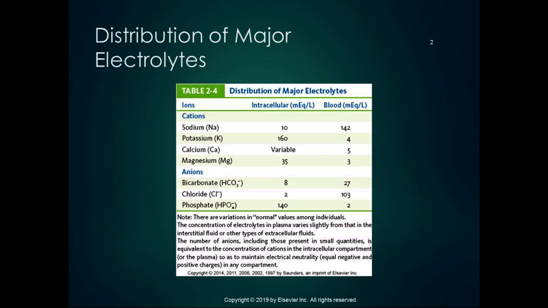So this is the little chart with the distribution of major electrolytes in the body between the intracellular fluid, the ICF, and the blood. You can see there's a lot of sodium in blood, there's a lot of chloride in blood, and less in the intracellular fluid. There's a lot of potassium in the intracellular fluid, a variable amount of calcium as it gets used for different things. We'll talk about it. Lots of phosphate because it has to be there for a buffer system, and bicarbonate, which is also part of a buffer system, and magnesium distributed between the intracellular fluid and the blood.